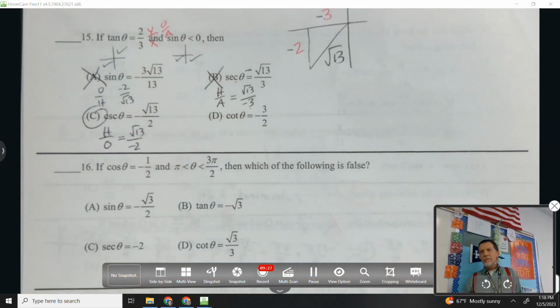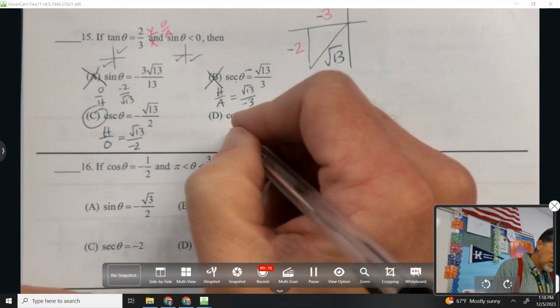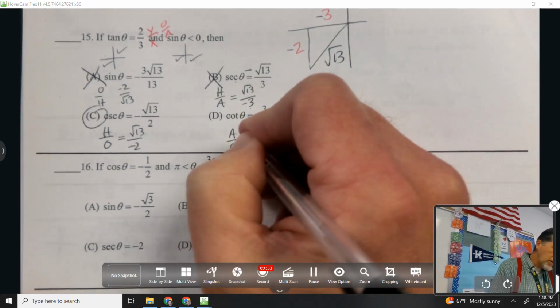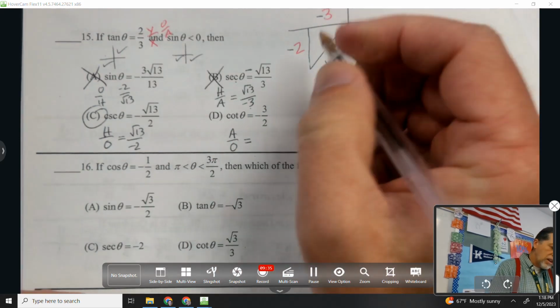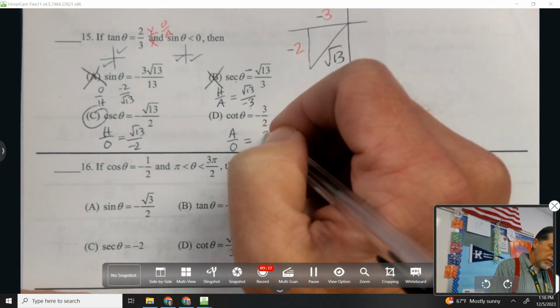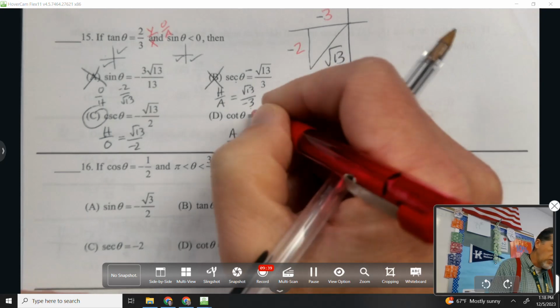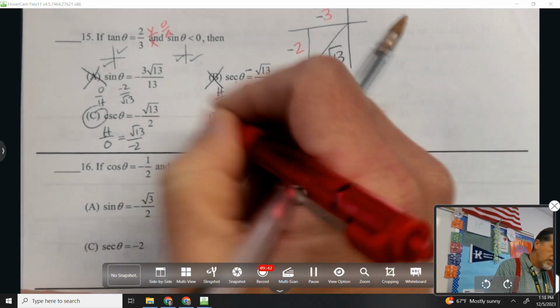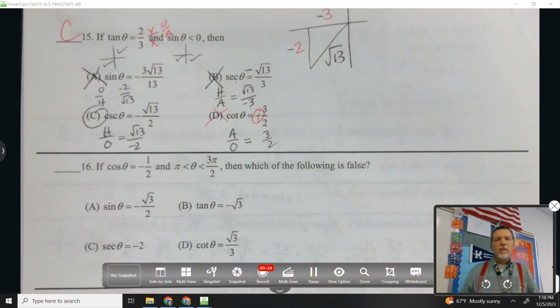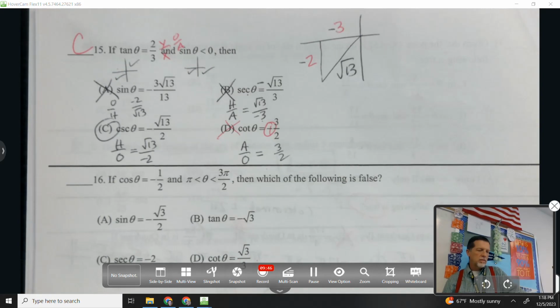And again, you can disprove all of them, or once you find the right answer, you could stop. Cotangent is adjacent over opposite. 3/2, the negative sign's wrong there. That should be positive. So that one's C. All right, we'll stop it there.